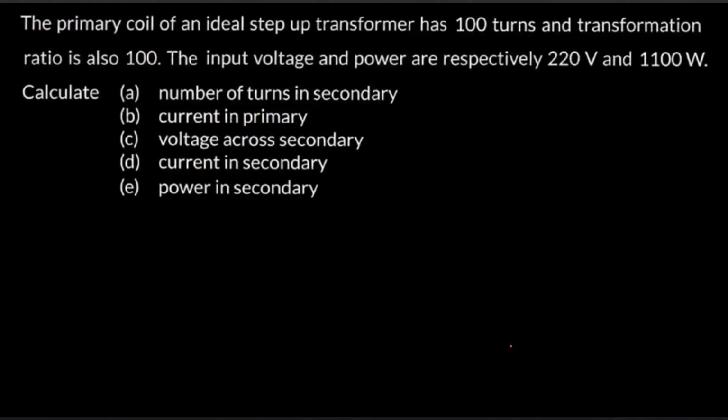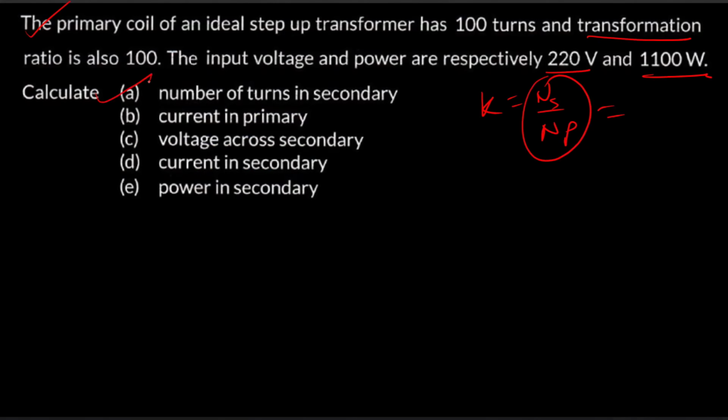Okay. Now, let us solve one particular numerical problem, which is nothing but the primary coil of an ideal step-up transformer has 100 turns and transformation ratio is 100. Okay, the input voltage and power are respectively 220 volt and 1100 watt. Okay, now ये आप जो ट्रांसमिशन रेशियो कह रहे हैं, ट्रांसमिशन रेशियो इज नथिंग बट एनएस अपॉन एनपी. मींस सेकेंडरी और प्राइमरी का जो रेशियो होता है उसको हम ट्रांसमिशन रेशियो बोलते हैं.